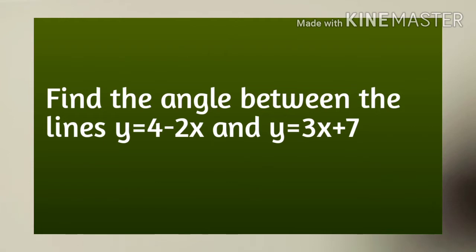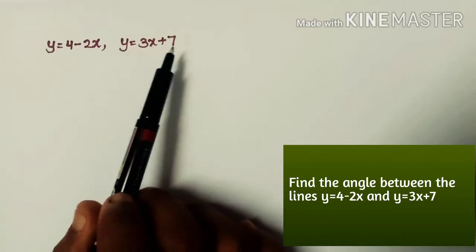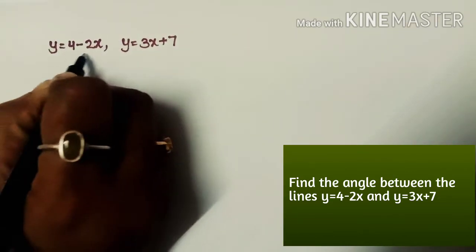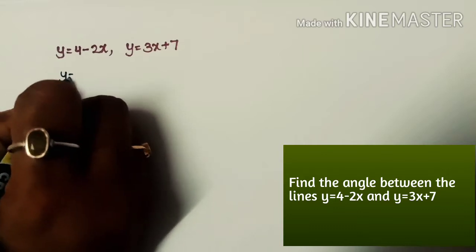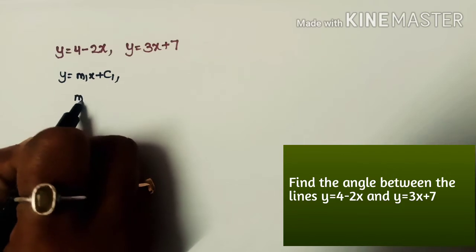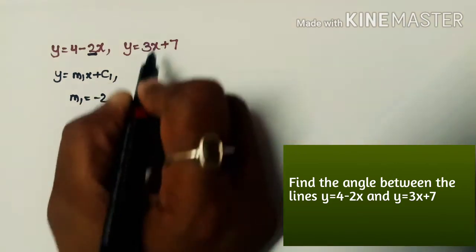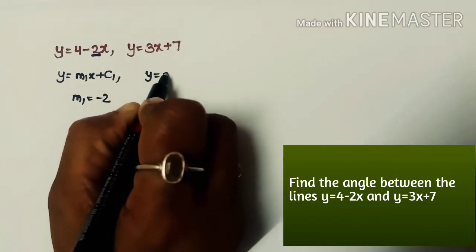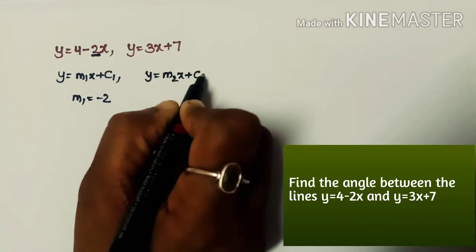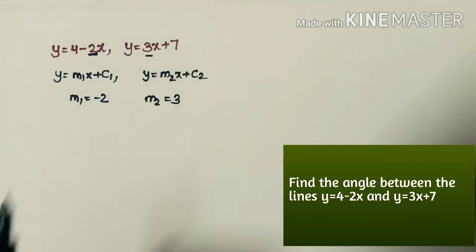Next problem. Find the angle between the lines y equals 4 minus 2x and y equals 3x plus 7. So first we take the given lines here. Given lines are y equals 4 minus 2x and y equals 3x plus 7. Now when we compare this equation with y equals m1x plus c1, we get the value m1 equals -2, the slope value, the x coefficient. And we compare the second equation with y equals m2x plus c2, then the value of m2 is equal to 3, the slope value.